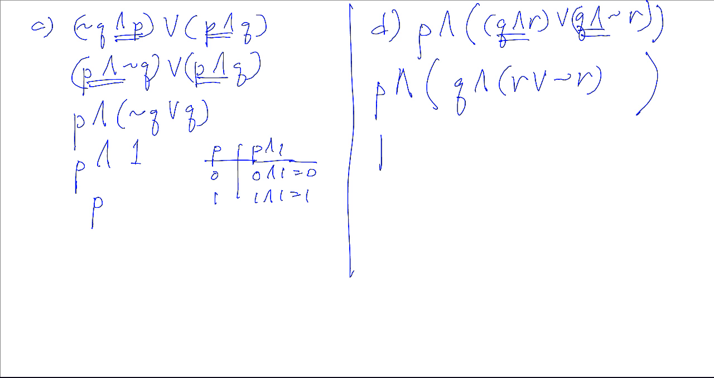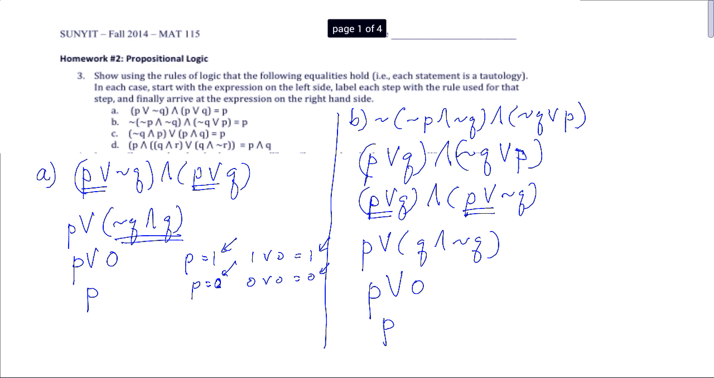So I have P and. Now just a second here. I've got two AND statements in a row, and so I don't need the parentheses any longer. I have P and Q and. Now R or not R is a tautology. And anything ANDed with a tautology is itself. And so the thing I have ANDed with the tautology is that P and Q. And so I've shown that the left-hand side is equal to the right-hand side, P and Q.